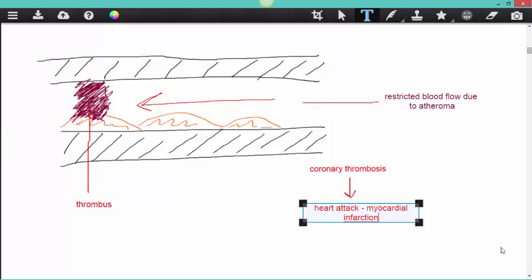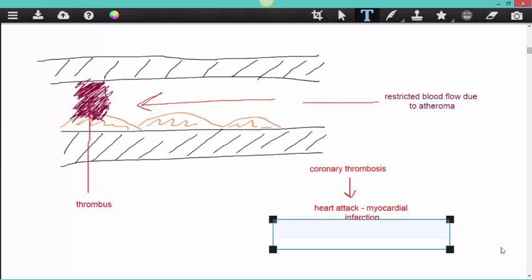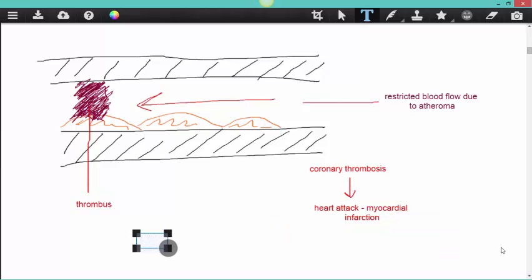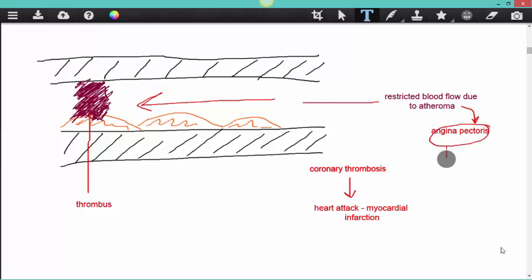But in the early stages of coronary heart disease, the atheroma will only partially block the coronary artery, which will reduce supply to the heart, and this will lead to angina pectoris, which is just like a pain in the chest when the person exercises or exerts themselves. This is due to restricted blood flow, due to the atheroma. And this is a warning to what's gonna come next: a heart attack.